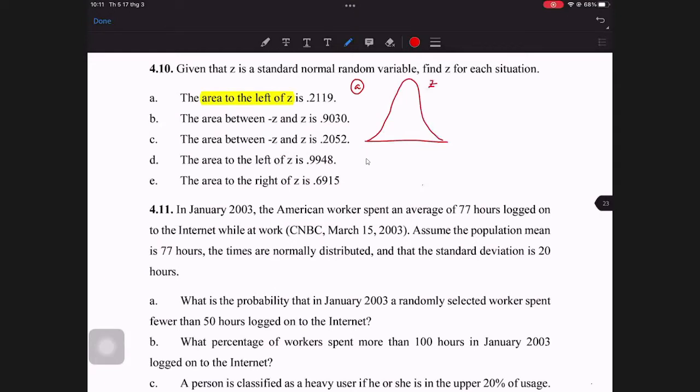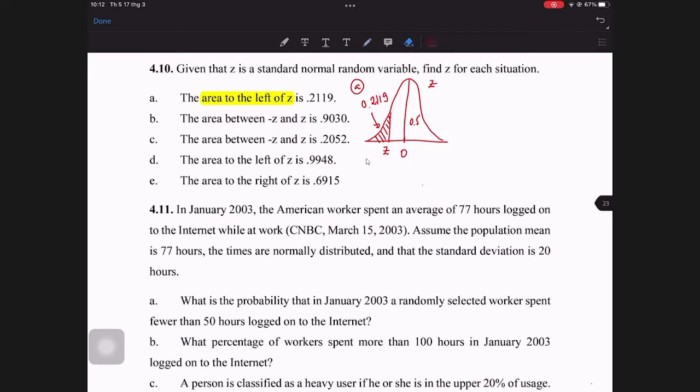And because the center value here is 0, the area to the left of Z is only 0.2. Remember that for Z value, the area to the left and to the right is 0.5. So in this situation, we have the area to the left is 0.2, which is smaller than 0.5. So Z here should be somewhere around here, such that the area to the left of Z is actually equal to 0.2119.